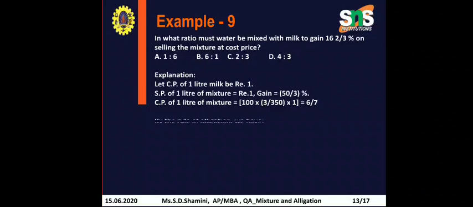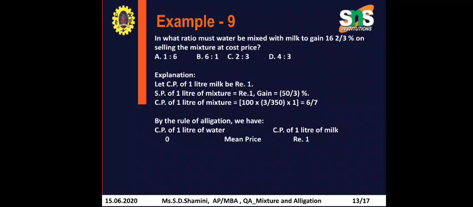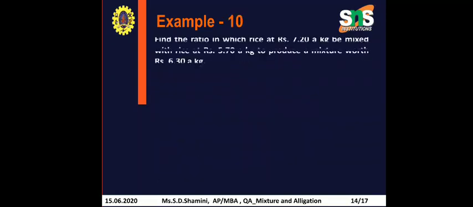6/7. So by the rule of alligation, cost price of 1 liter of water at the left and cost price of 1 liter of milk at the right. So 0 and 1, the mean price is 6/7. So 1 minus 6/7 gives you 1/7, and 6/7 minus 0 gives you 6/7. So the ratio of water and milk is 1/7 to 6/7, which is 1 is to 6. So the correct answer is option A, 1 is to 6.